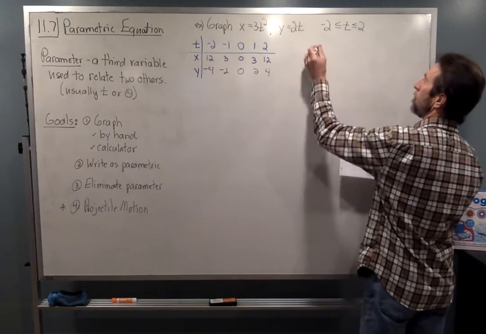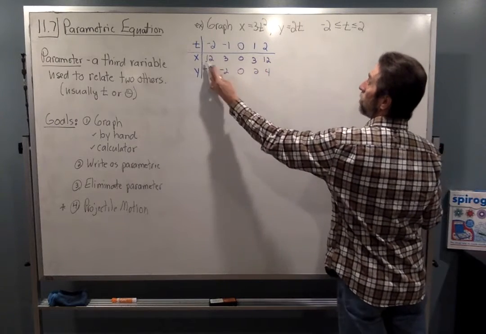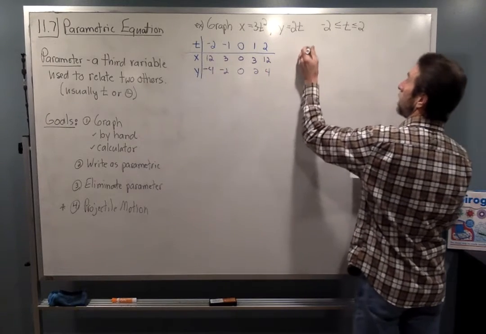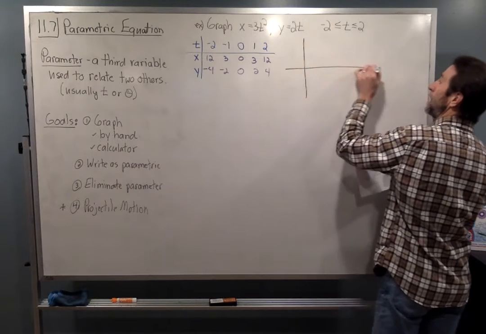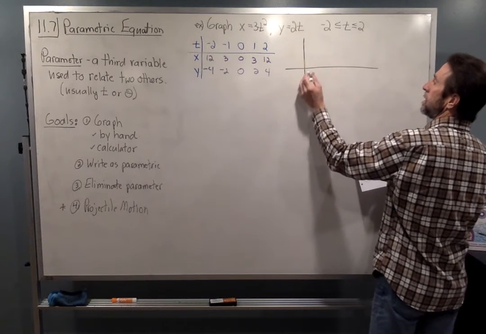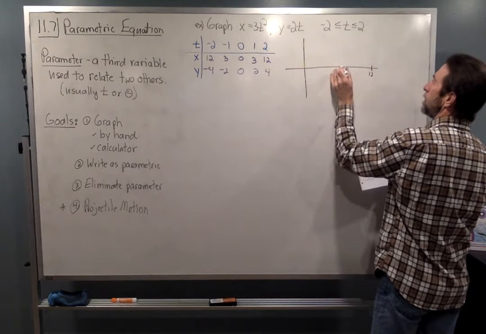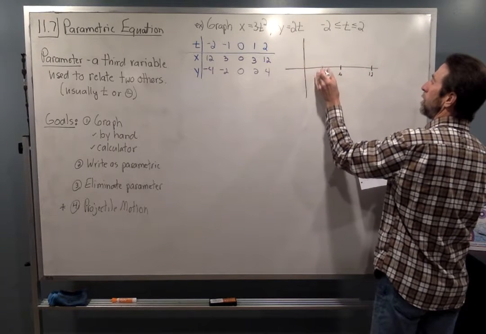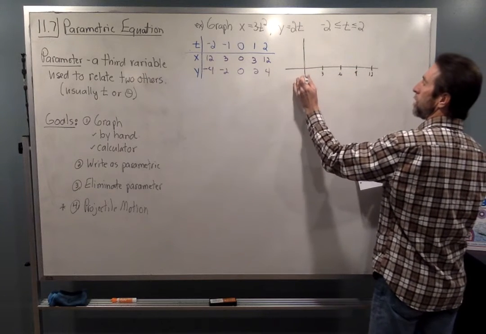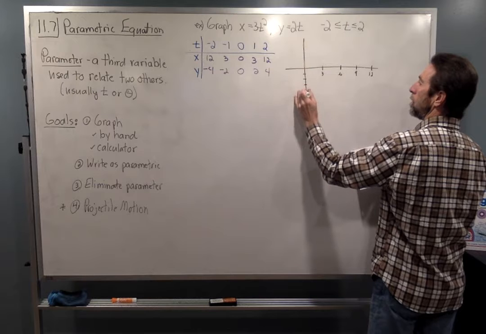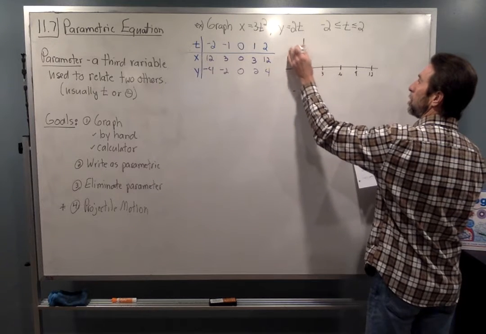I'm still only graphing the xy's. So the x is going from 0 to 12, and the y is going from -4 to 4. So I'll kind of associate it this way, and this will be 12. So we got 6, we got 3, we got 9. This thing goes down from -4 and up to +4.